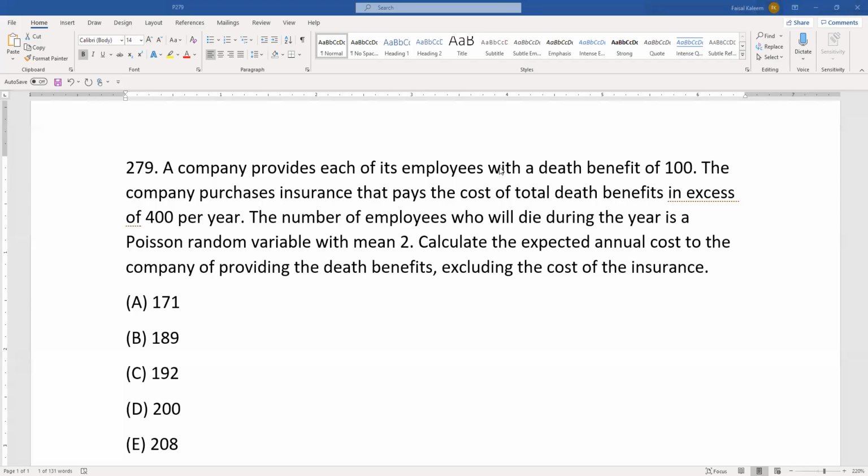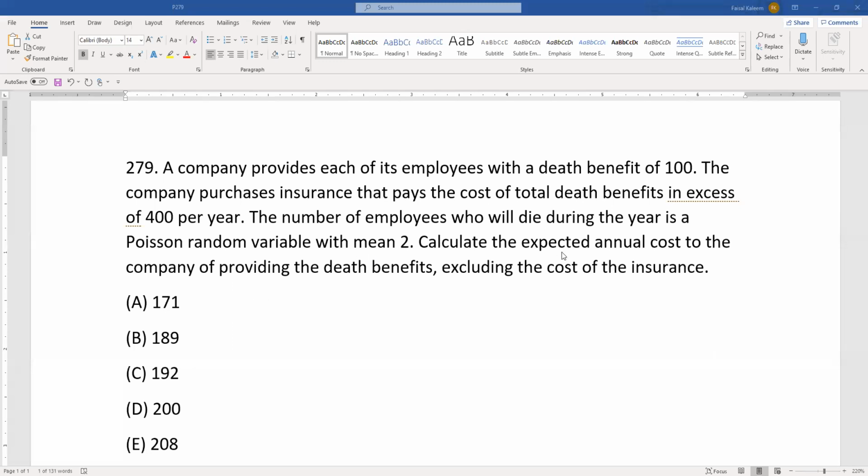Company provides each of its employees a death benefit of 100. Company purchases insurance that pays the cost of total death benefits in excess of 400. The number of employees who will die in the year is Poisson with mean 2. Calculate the expected annual cost to the company, excluding the cost of insurance.